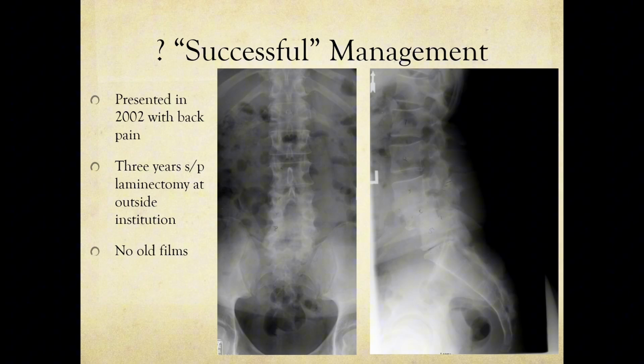23 years ago. And I didn't have any old films, unfortunately. He had a previous wide decompression and developed instability after that decompression, presumably related to that decompression. On the right, you see the lateral. That 3-4 level was autofused. I have a CT that shows that, still open at 4-5.